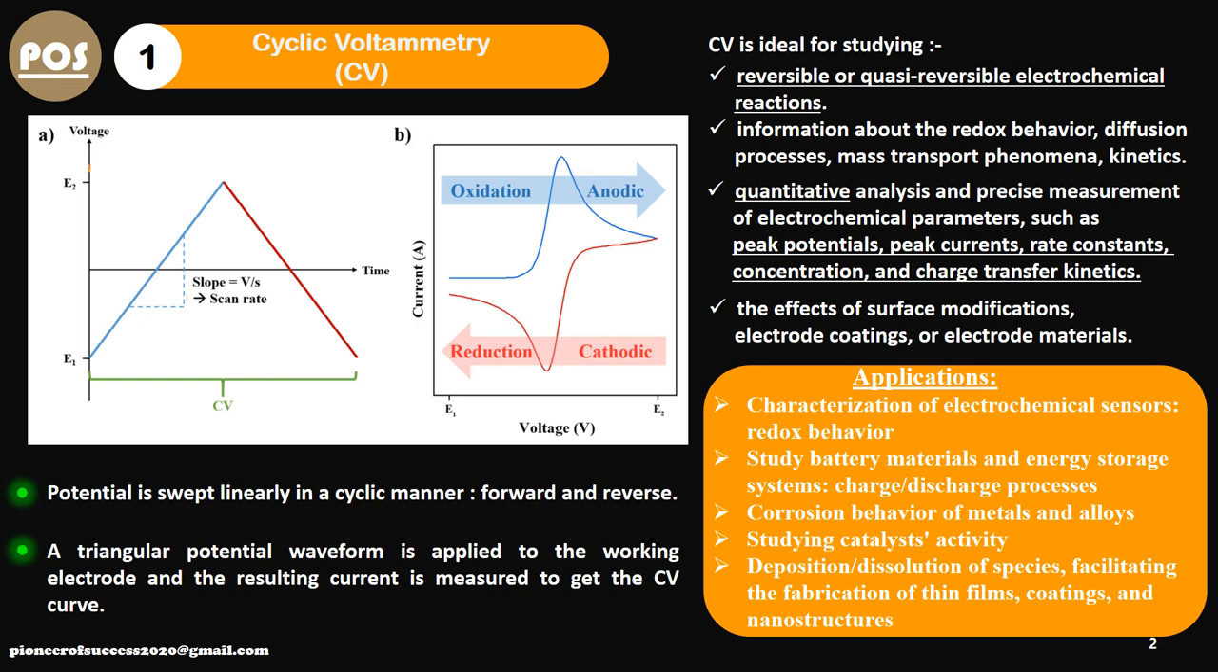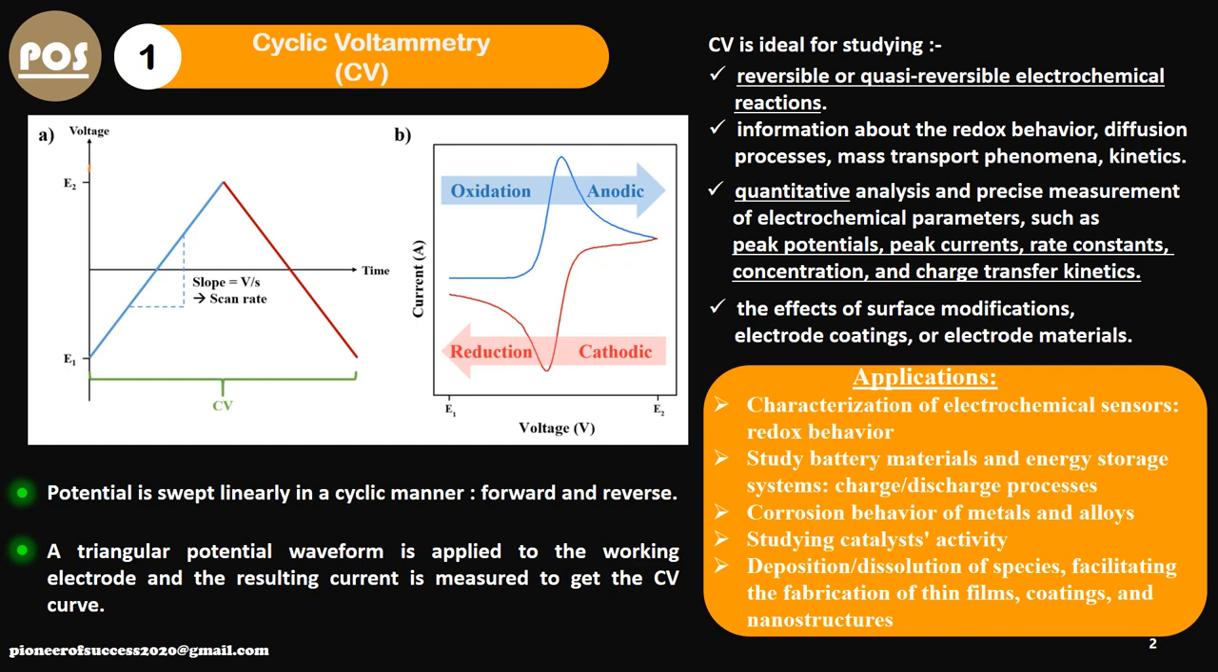That means increasing voltage, as you can see here, and then again from a positive value to a negative value, that is decreasing voltage. So when we go from a negative potential to a positive potential, that means increasing the potential, then we call it oxidation or oxidative scan or anodic scan. And when we come down from a higher potential to a lower negative potential, then we call it reduction or cathodic scan. So this is a fundamental methodology or guideline that has been given in previous literature, and you have to follow that.